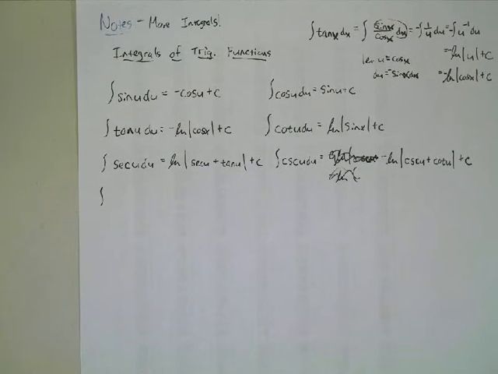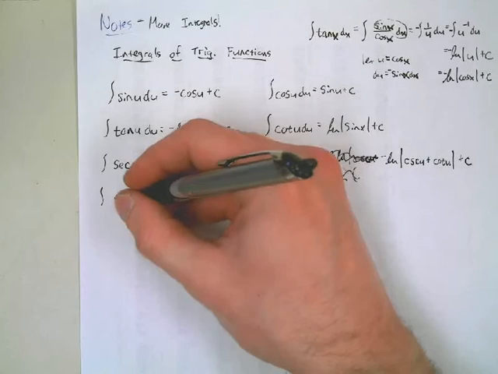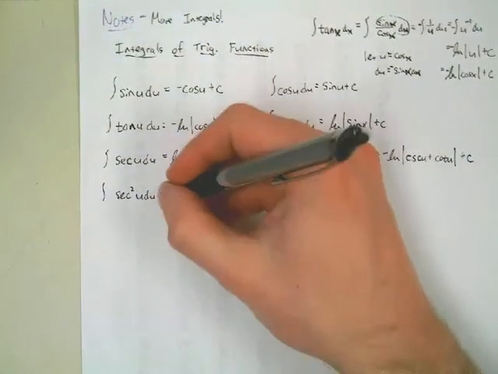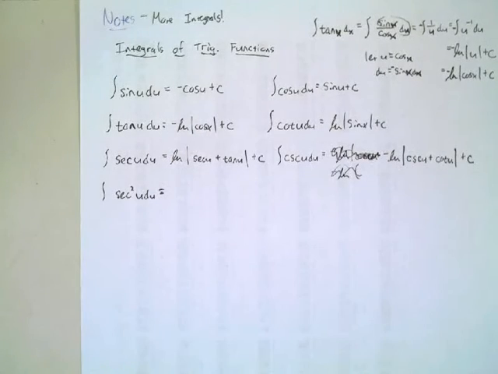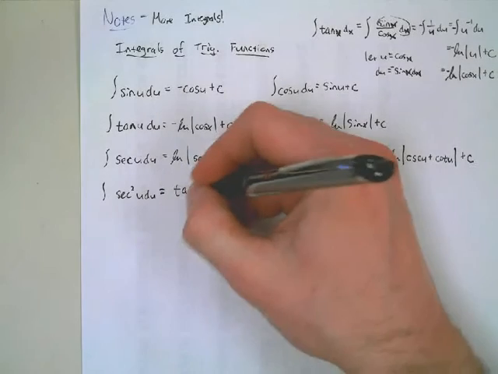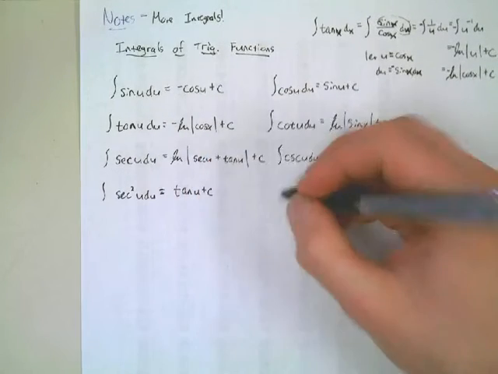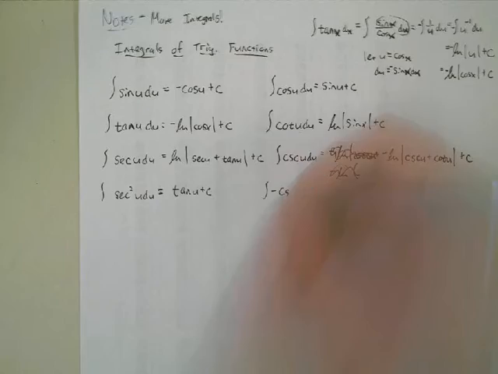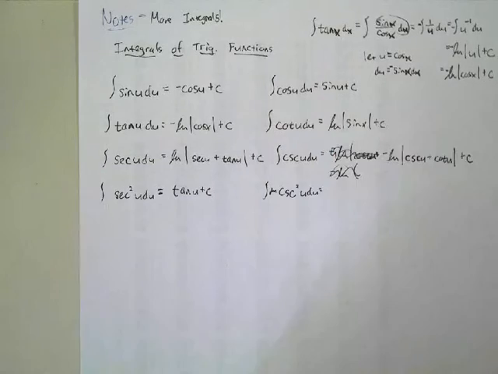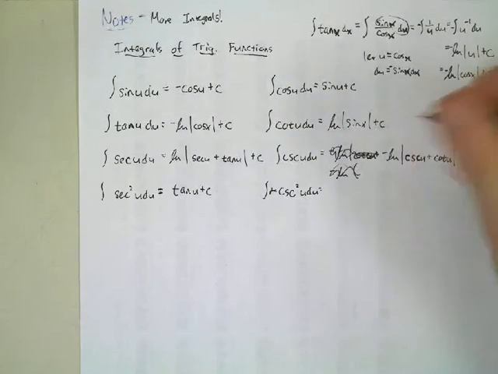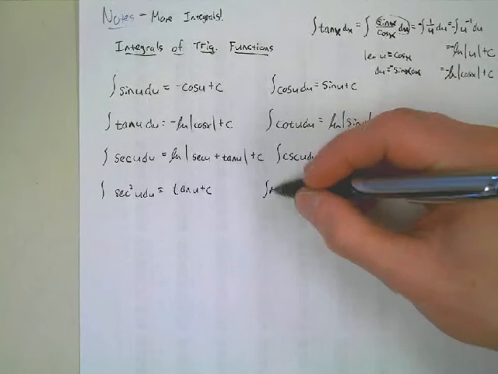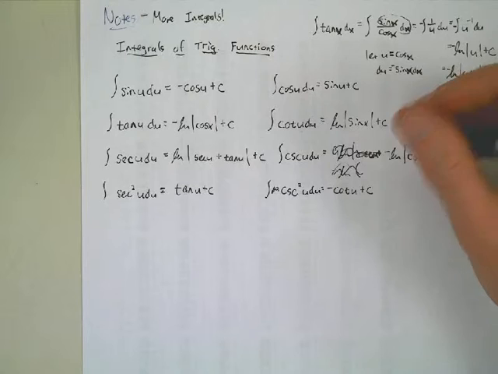All right, let's see here. What else? There's a familiar one. We know this one, or we should know it. It is tangent of u plus c. And what's the integral of cosecant squared of u du? Negative cotangent u plus c. Sorry, that's supposed to be a positive cosecant squared. The integral is negative cotangent u.